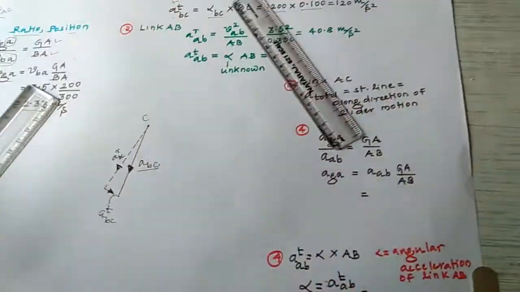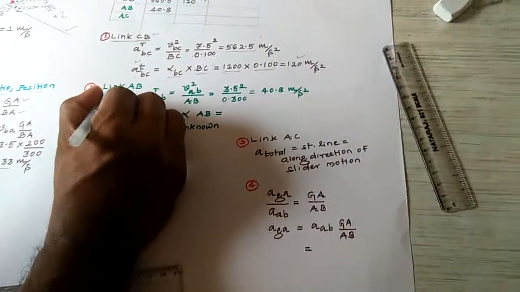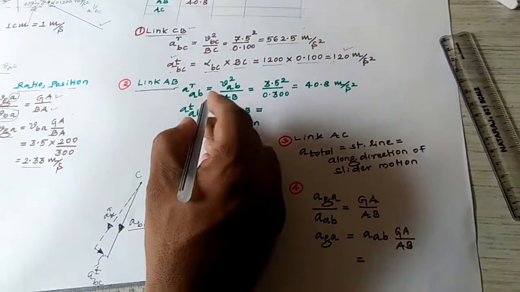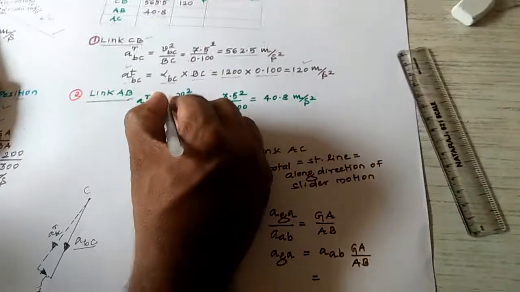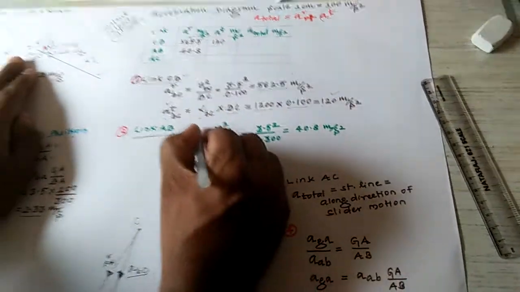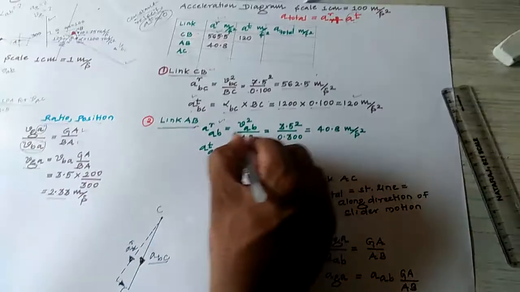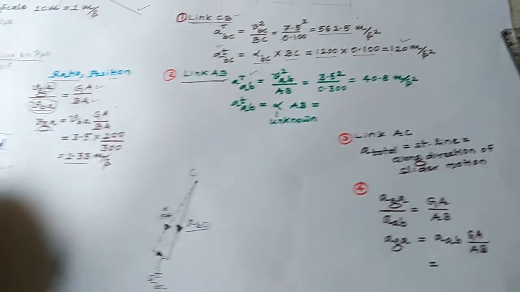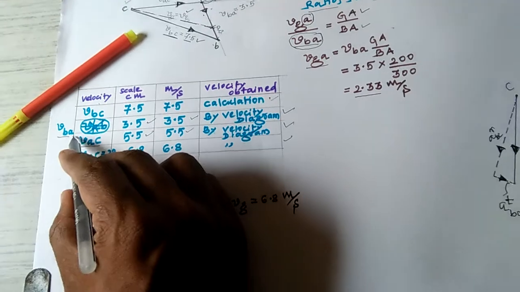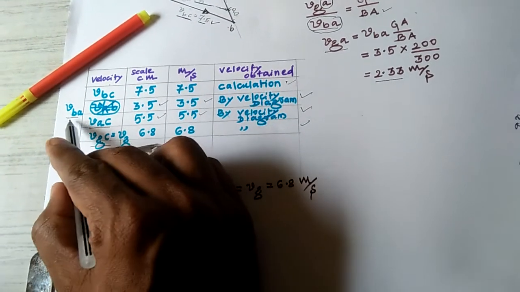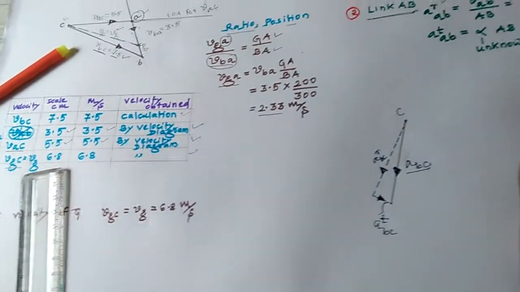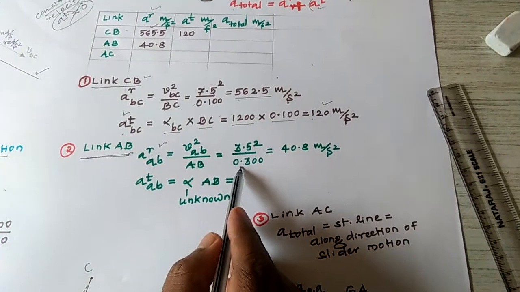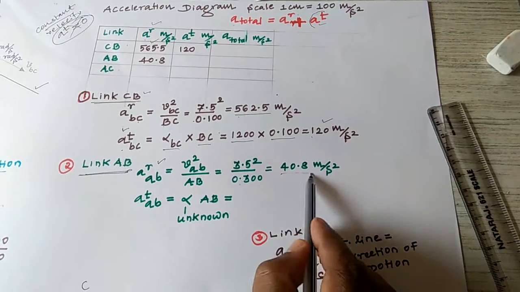From this, once again I will go to the link AB. Then this is the total for AB. In this case also you have to find the radial and tangential. What is the radial? How to find the radial? That is V squared AB. V squared AB you got from the velocity diagram. V squared AB or BA, both are the same. Here also I have taken that. It comes as 3.5 squared divided by length AB, which is 0.3. It comes as 40.8.